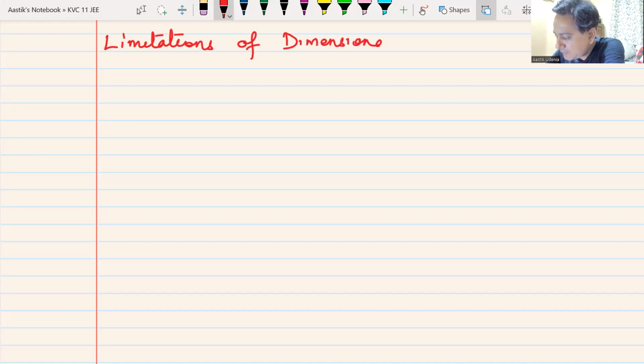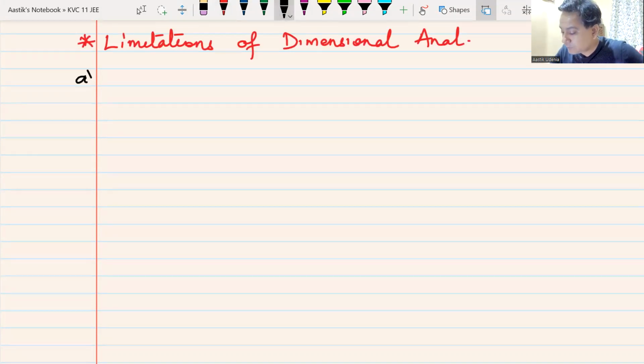Where is it limited? Obviously, we have seen a lot of uses, but what are the limitations? There are definitely limitations on this. What are the limitations? First limitation, option A. Can anyone tell me what is the first limitation?